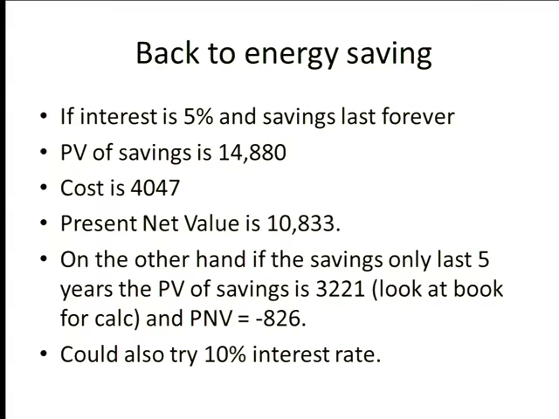Suppose the savings only last 5 years. Then the present value of the savings is only $3,000. How would I do that if I had to? If I didn't know any formulas, but I did have a spreadsheet, I would just say, okay, the savings per year was 747, and it starts 1 year from today. And here's the one for 2 years from today, and out to 5, and add them up. So you could just take the present value for each of the 5 years and add them up to get the present value of 5 years' worth of savings.